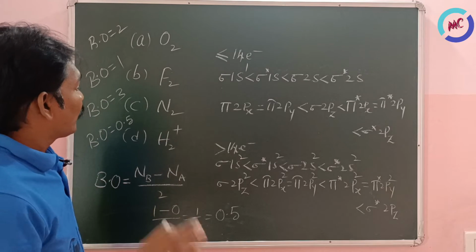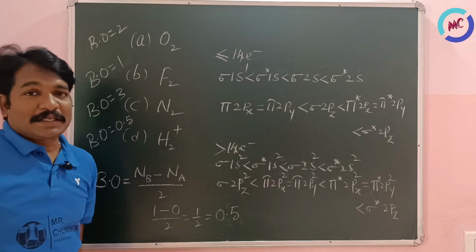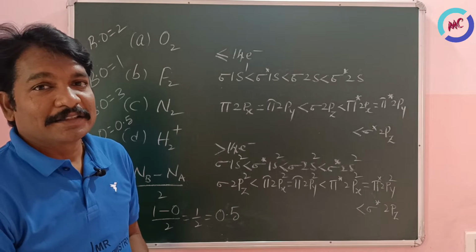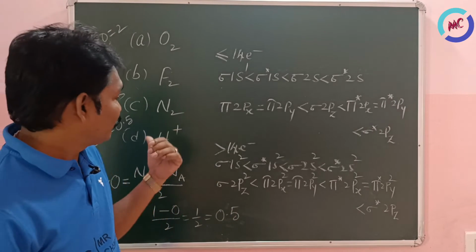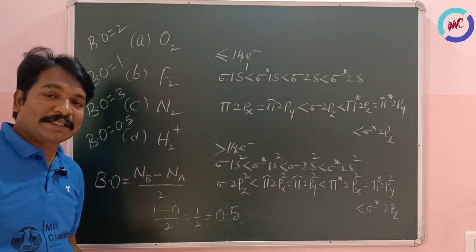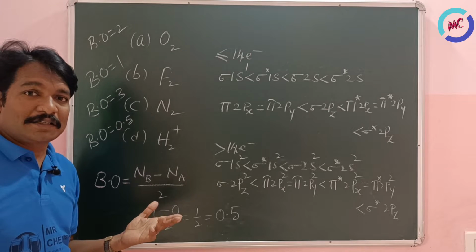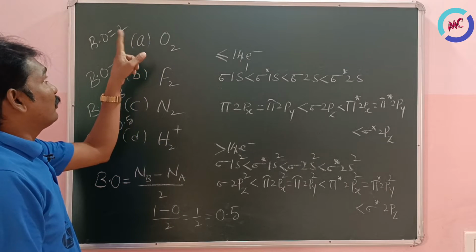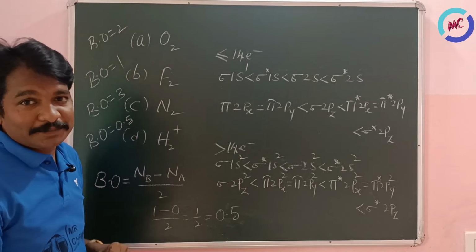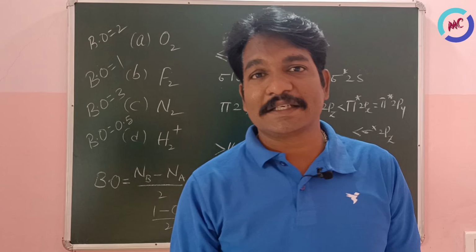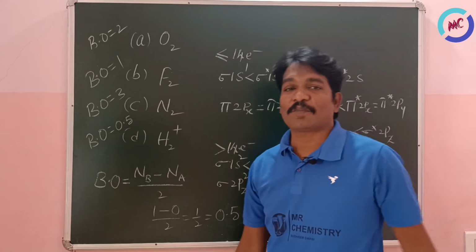And see here, it has only 1 electron. That too comes under unpaired electron. Its behavior is paramagnetic in nature. Even in the case of oxygen, it has unpaired electrons. It is paramagnetic but not with 0.5 bond order. Now, our answer is option D, H2 plus, with paramagnetic nature and also bond order 0.5.